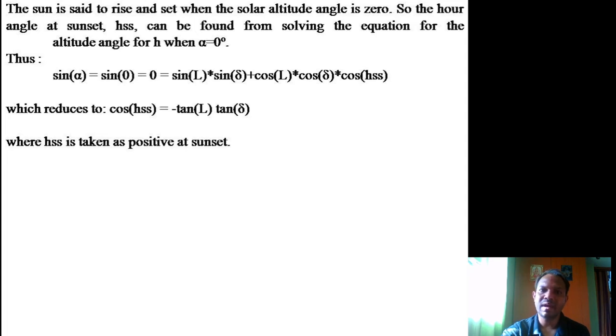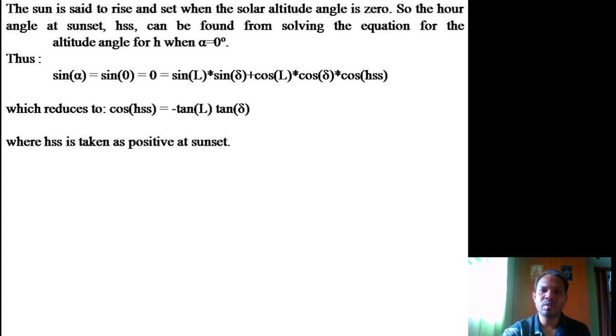So the hour angle at sunset, HSS, can be found by solving the equation for the altitude angle for H when alpha is equal to 0. Now for the same thing I can find it out. See here, sine of alpha, when alpha is equal to 0, when the sun is rising, you can calculate the hour angle. So sine of 0 is equal to 0 obviously. So the sine of latitude into sine of declination angle plus cos of L, cos of delta and cos of HSS. You can use HSS or H, which indicates the hour angle.